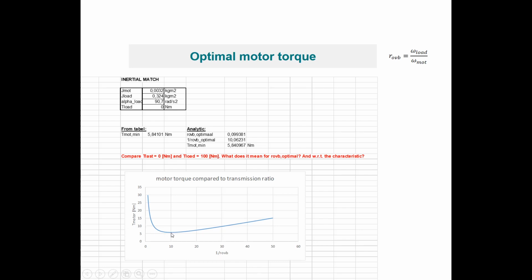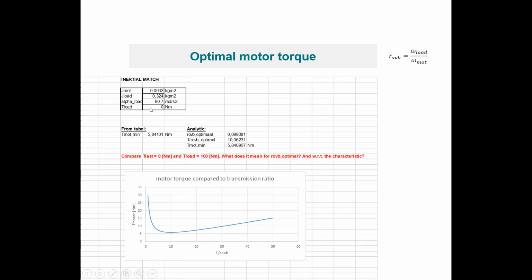But what we also see is that it doesn't matter that much if your transmission ratio is 1 over 10 or 1 over 9 or 1 over 11 because, in this range, the motor torque which you need is still very low. So inertial match is a good starting point for your calculation, but it's not the holy grail. It's not that when you don't match your inertial match definition, you have a really huge motor torque because somewhere in this area you still have a low motor torque value.